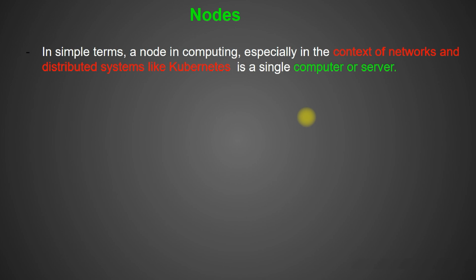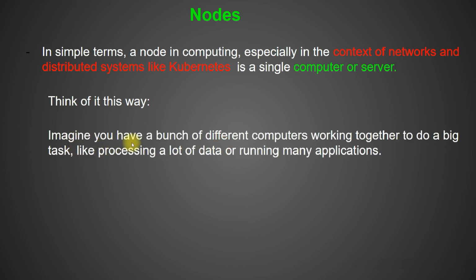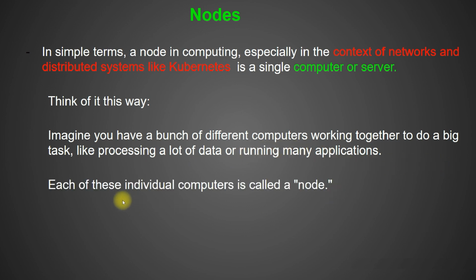Today we're going to be talking about nodes, and we need to understand what nodes are as far as Kubernetes is concerned. In simple terms, a node in computing, especially in the context of networks and distributed systems like Kubernetes, is just a single computer or a server. Imagine you have a bunch of different computers working together to do a big task, like processing a lot of data or running many applications. Each of these individual computers is called a node.